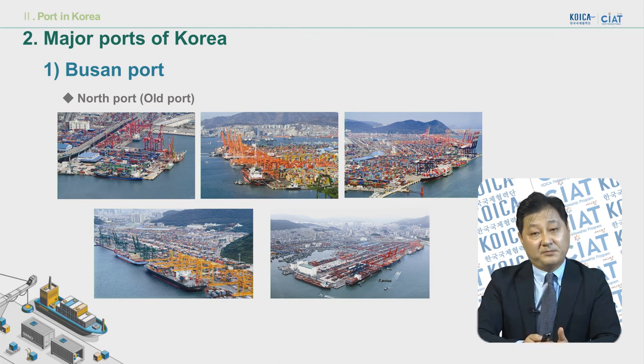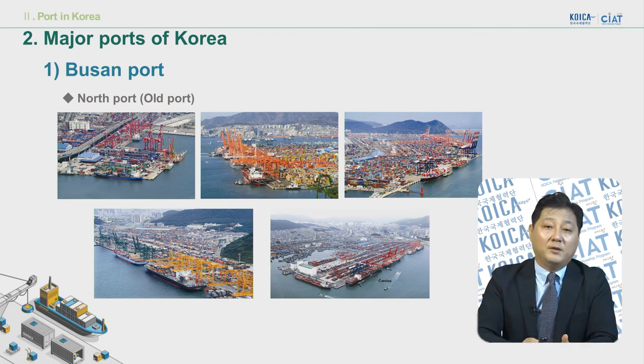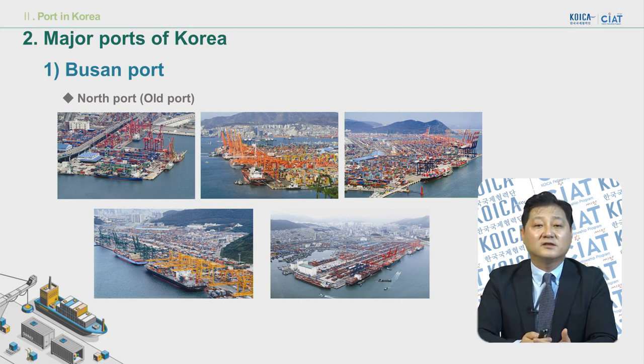New Gamman Terminal was developed to support the insufficient handling capacity of Gamman Terminal, and it has three berths. Jasungdae Terminal, operated by Hutchison Port Holdings, has six berths, including two small berths. This terminal will be closed down in 2023 and will be developed as a waterfront in the National Port Master Plan. I will explain the detailed Korean National Master Plan in the next section.